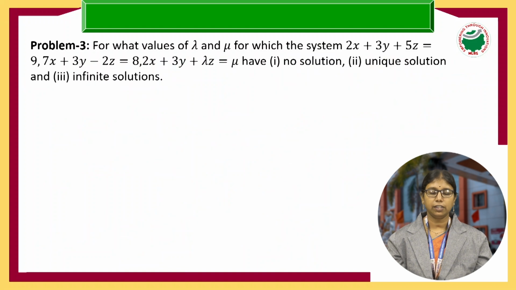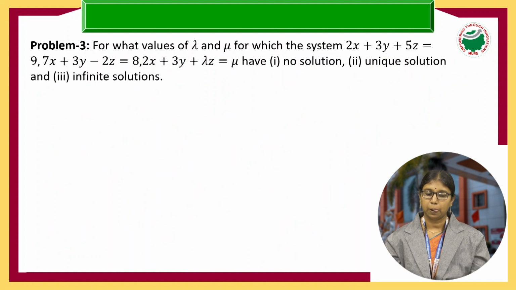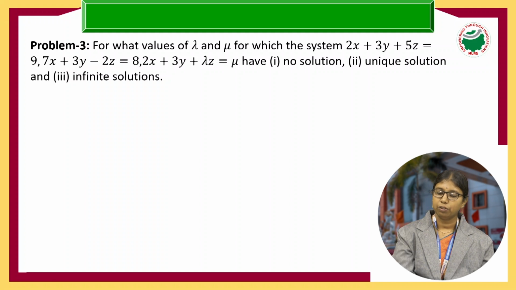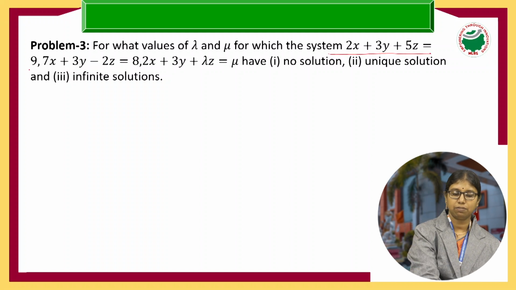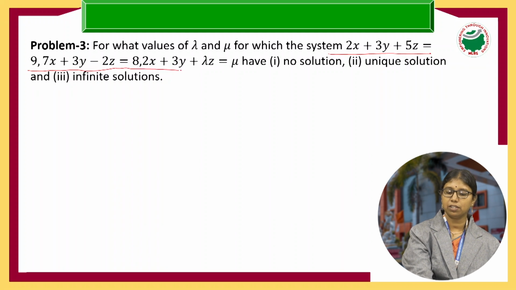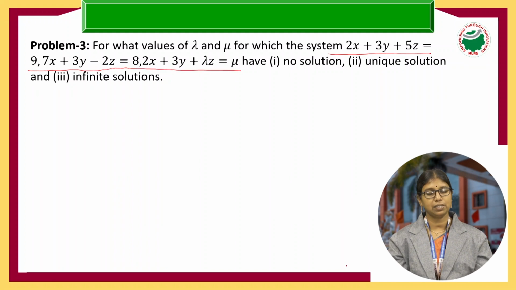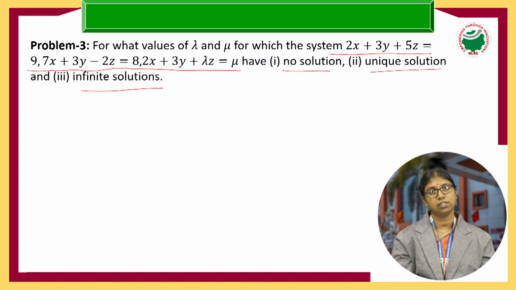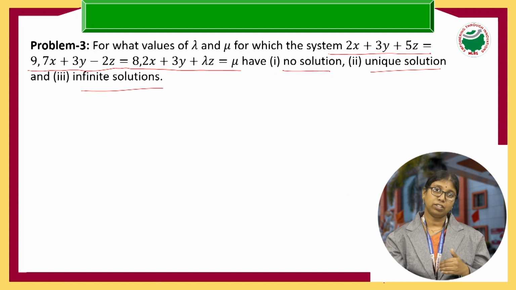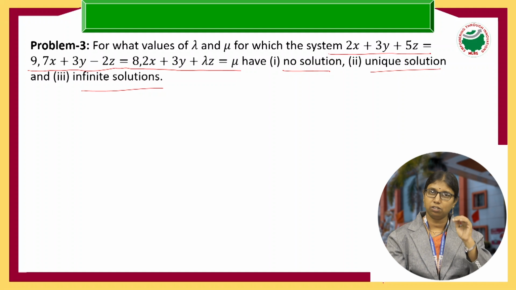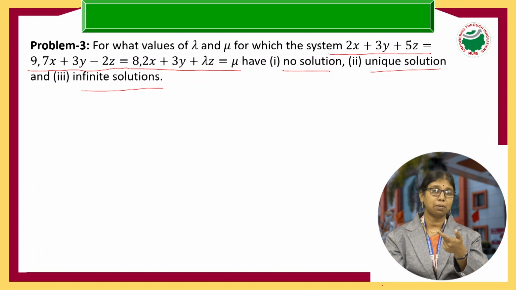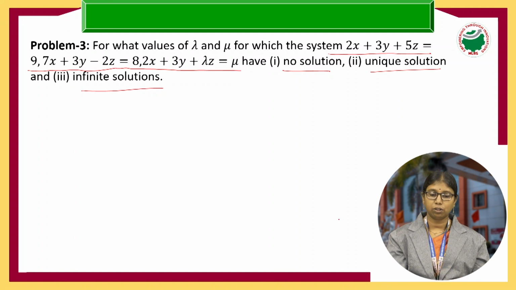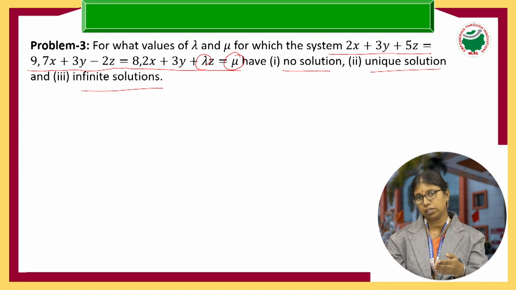Here we have a different type of question also. Now see this question. For what values of lambda and mu does the system 2x plus 3y plus 5z equal to 9, 7x plus 3y minus 2z equal to 8, 2x plus 3y plus lambda z equal to mu have no solution, unique solution and infinite solutions? They only gave that the system has such a type of solution. Based on that condition, you have to identify some unknown parameters in the coefficient matrix. Here the unknown parameters are lambda and mu. So you have to calculate the values of lambda and mu in this question.